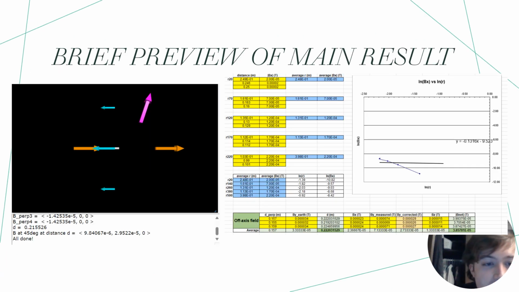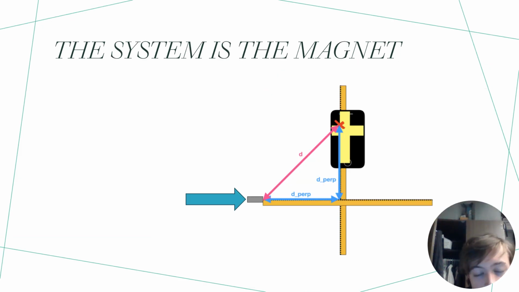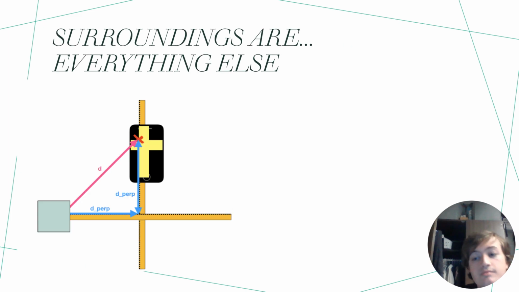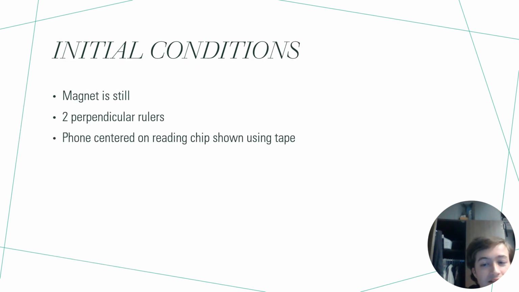So here's a brief preview of the main result. These are all the numbers that I calculated and measured. The system was the magnet, and the surroundings are everything else that's not the magnet. Initial conditions are the magnet is still, two perpendicular rulers are aligned, and the phone is centered on the reading chip using tape, because the phone's long, but the chip's in a certain spot, so you have to find that.